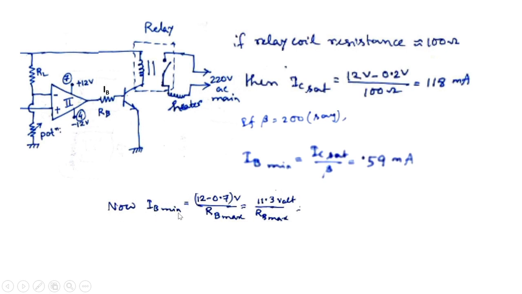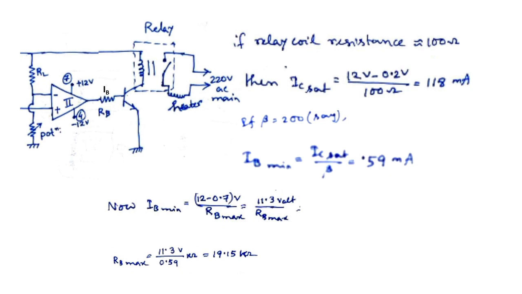Why 0.7? Because follow this loop, the base emitter loop. When the transistor is on, VBE is 0.7 volt. Then correspondingly you can find the IB. So very uniquely, you can find the RB value. So from this calculation, the RB is around, we are showing, 19.15 kilo ohm.